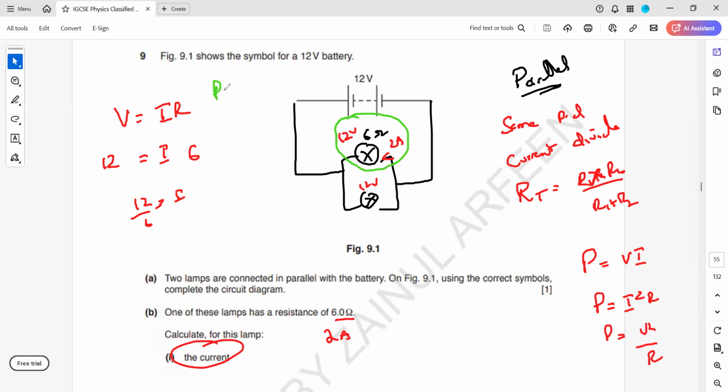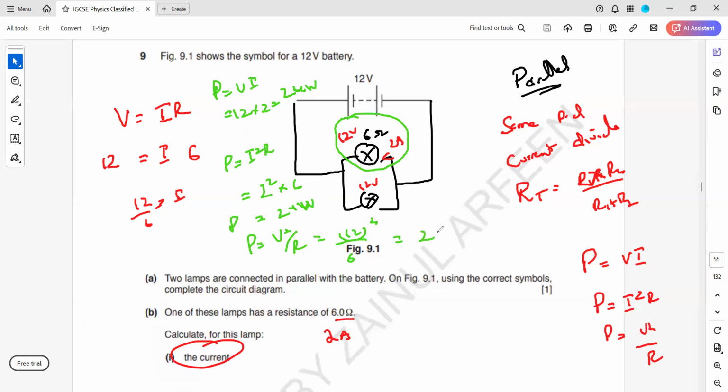Let's say I use the first formula, P equals VI. So voltage is 12 and the current is 2, so I will get 24 watt. Another student uses the formula of the power I squared R. So I is 2 squared multiplied by 6. 2 squared is 4. 4 multiplied by 6, again you will get 24. Another student uses the formula P equals V squared over R. So 12 squared is 144 and divided by 6, 24. So you'll again get 24.